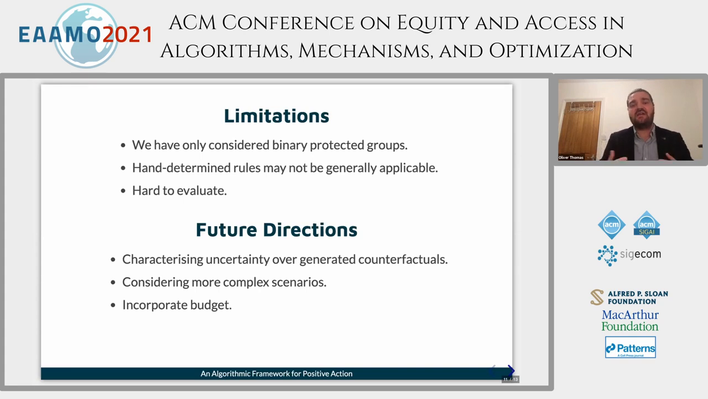In terms of future directions, we're really interested in characterizing the uncertainty over these generated counterfactuals to try and understand how much faith we could really put into them, and considering more complex scenarios. Also, given that part of the motivation is around the cost of more expensive positive action measures, incorporating some kind of budget would be particularly useful.